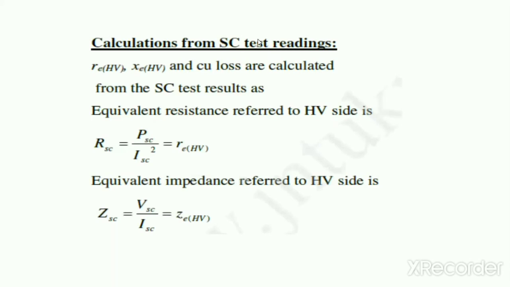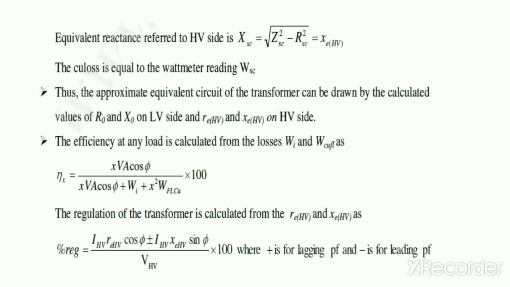Next, the calculations of SC test readings. By using that SC test, we calculate RE and XE and the copper losses. The formula for RSC is equal to RE, that is PSC by ISC square. PSC means the power and ISC means the short circuit current. Therefore we calculate the equivalent impedance, that is ZSC. ZSC is equal to VSC by ISC.